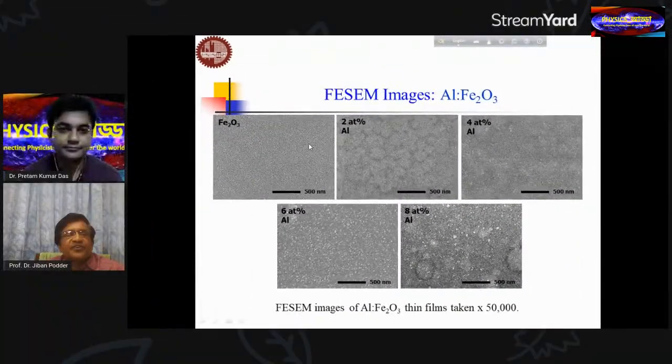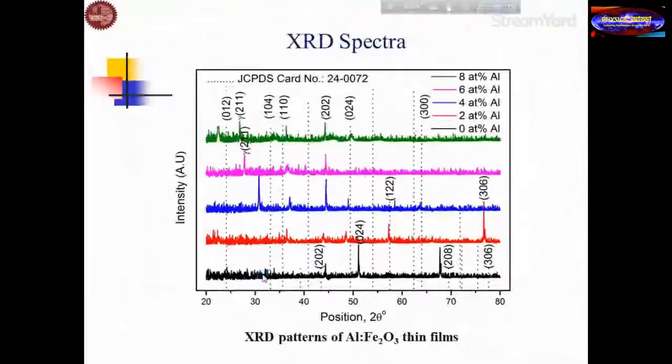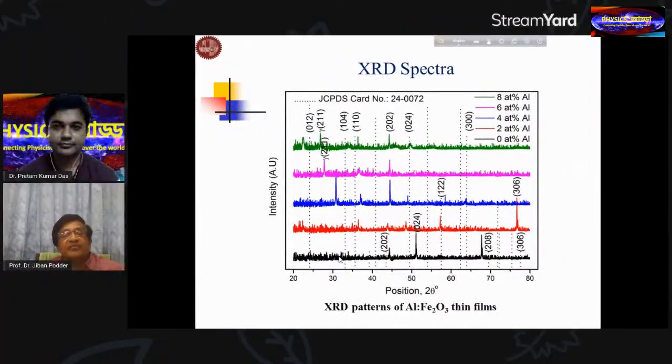So these are the different compositions: pure iron oxide, and 2, 4, 6, 8%. Ultimately, under optimum conditions, maybe 4 or 6% will give you better performance, because the larger surface area to volume ratio can absorb more, and better efficiency is also possible for the smaller crystallite size.